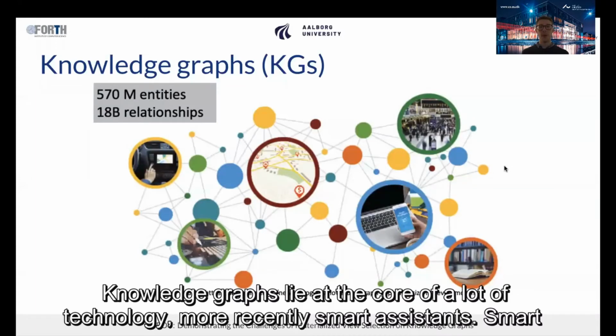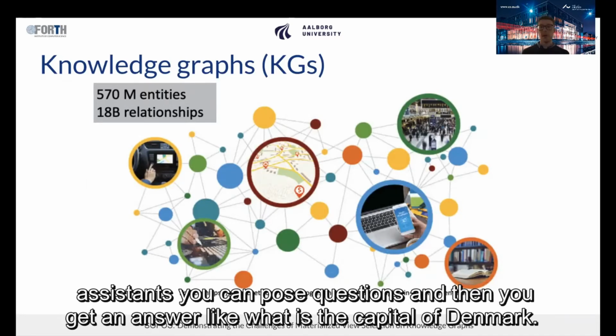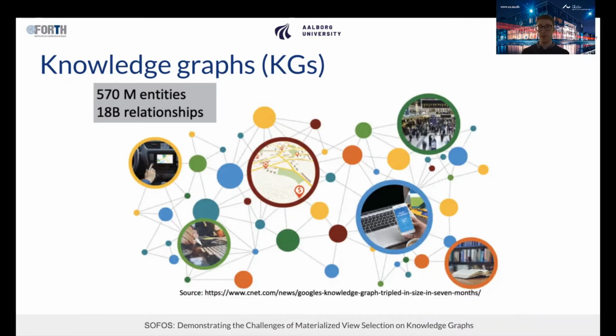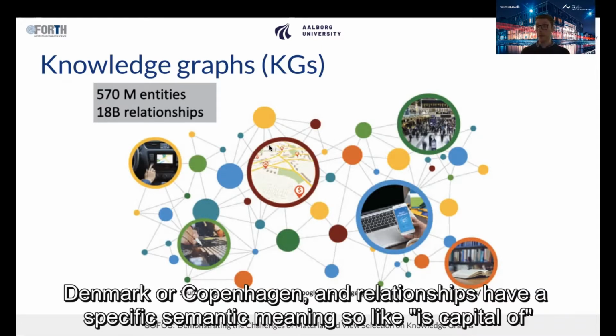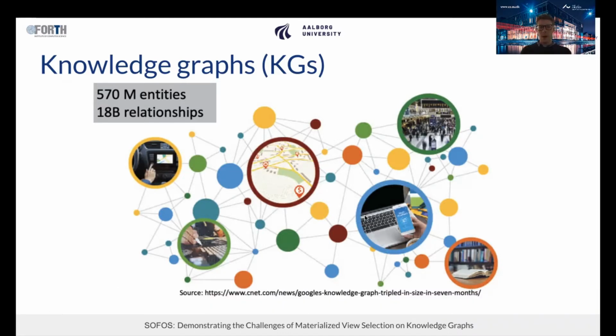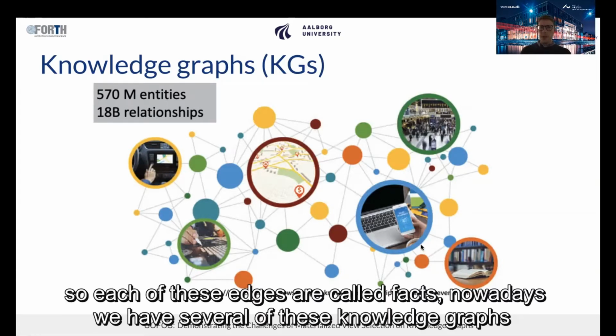Knowledge graphs lie at the core of a lot of technology. More recently, smart assistants. In smart assistants, you can pose questions and then you get an answer, like, what is the capital of Denmark? A knowledge graph is basically a graph where nodes are specific entities like Denmark or Copenhagen, and relationships have a specific semantic meaning, like is capital of. Each of these edges is called a fact.